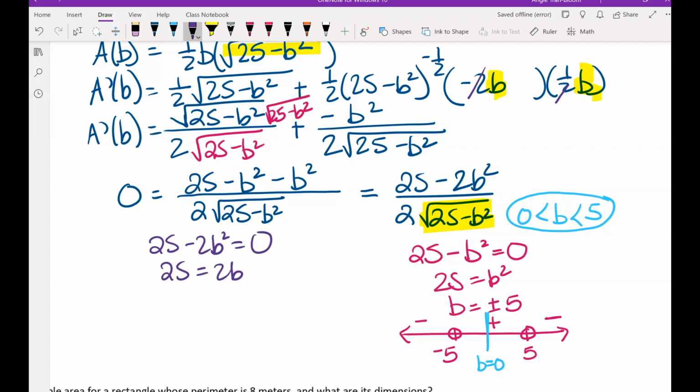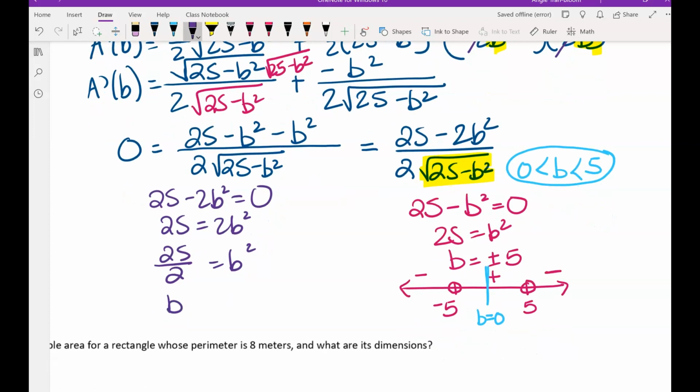25 equals 2b squared, divide both sides by 2. So now take the square root, and again, we normally would have plus or minus if it is not an application, but since it is, we would only need the positive side of that. Okay, so I have two critical points, 5 divided by rad 2 and positive 5.